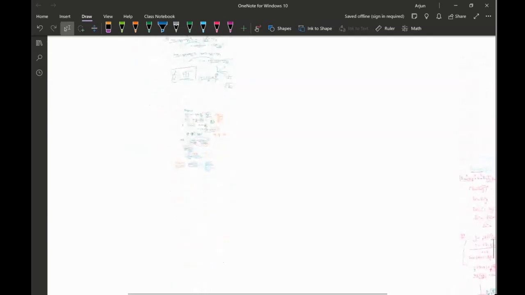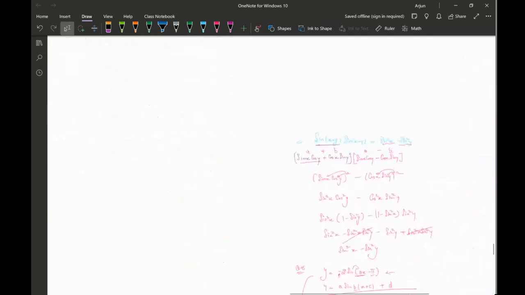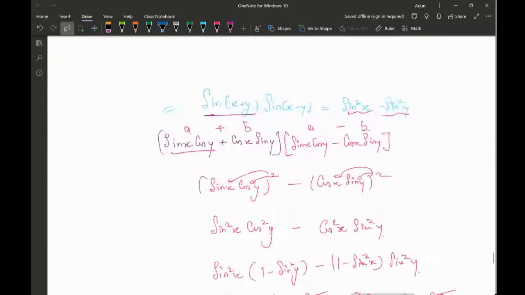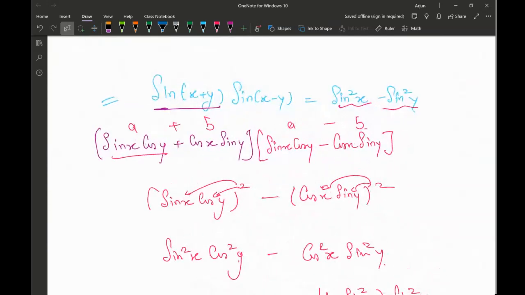So let me find it here. So this is the question: sine of (x plus y) times sine of (x minus y). This is the question, and I wanted to again prove the identity, which is equal to sine square x minus sine square y. So I'm going to start with the left hand side.